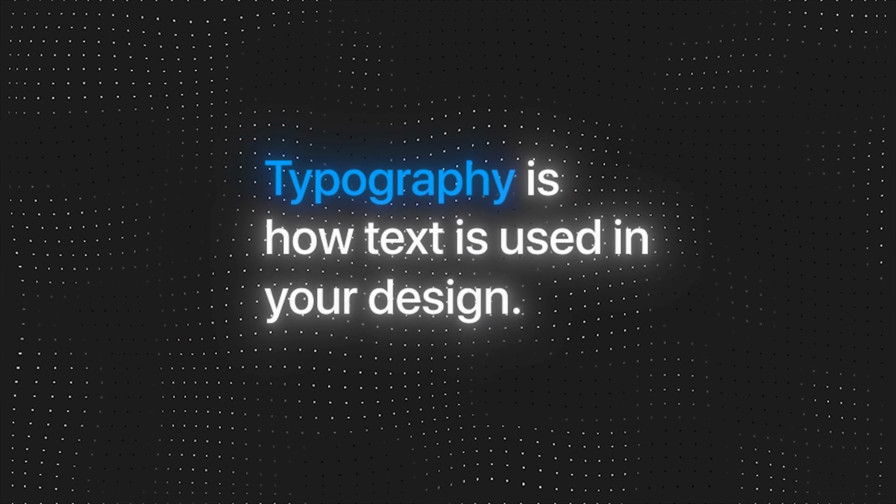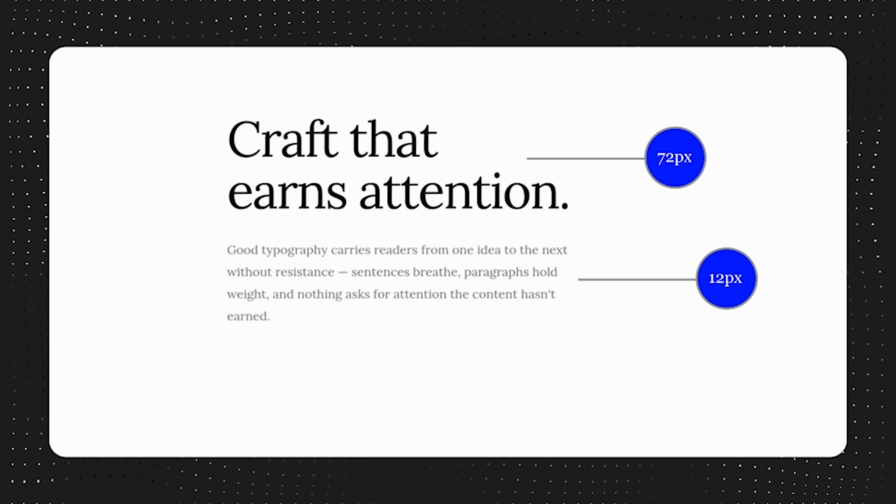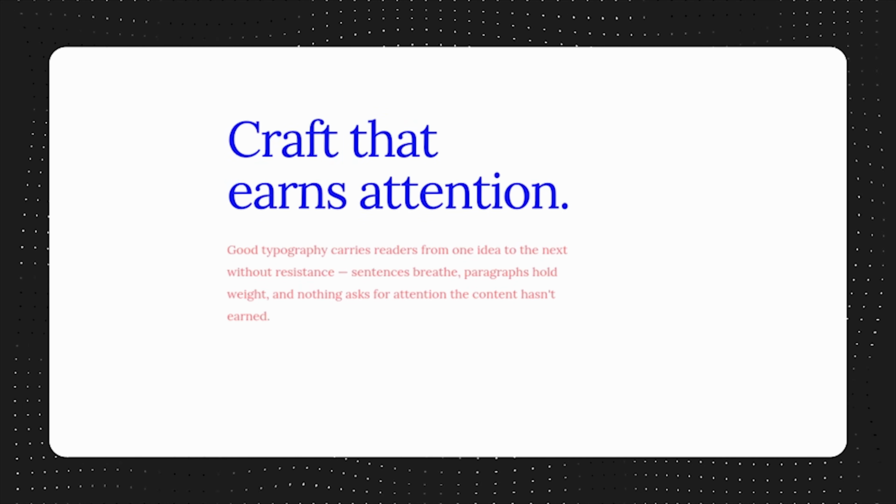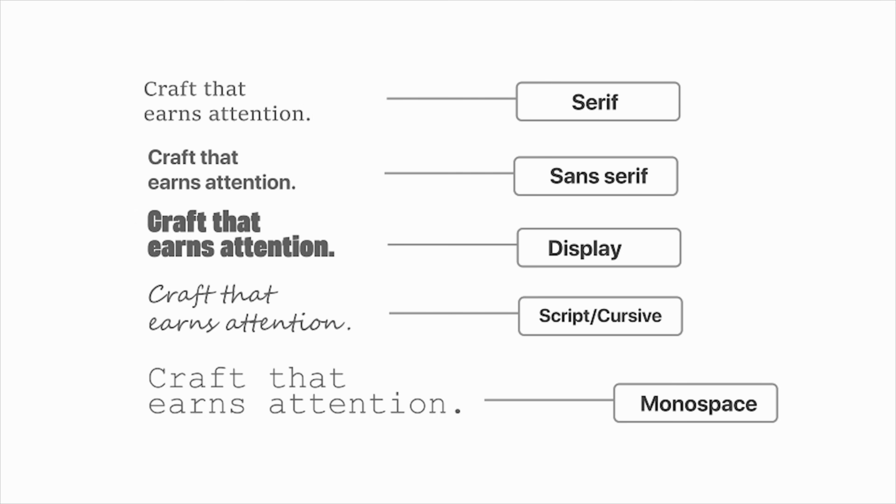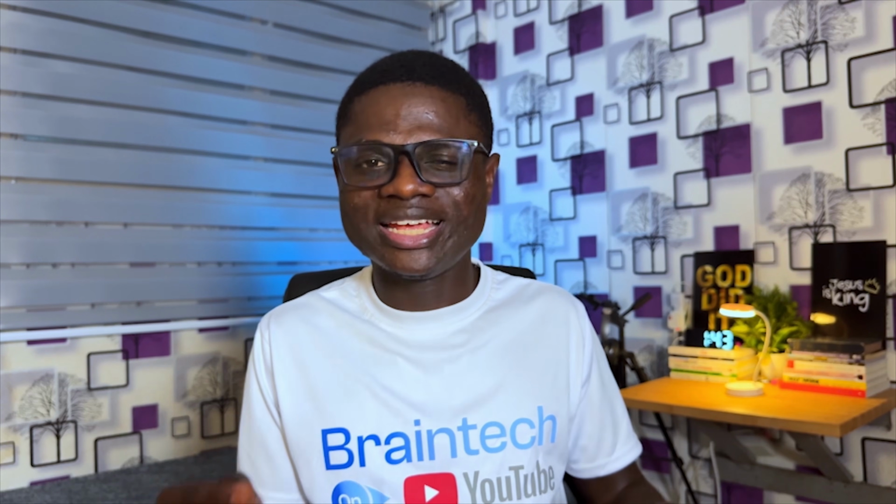The next fundamental thing is typography. Typography is simply how text is used in a design, but typography goes beyond choosing fonts. Typography includes choosing the size of the font, that is the font size, the font color, the font type, and then the spacing between the text itself and between the lines of the text. Good typography makes your design easy to read and enjoyable to look at. And bad typography does completely the opposite. So if it is not good, then it is bad.